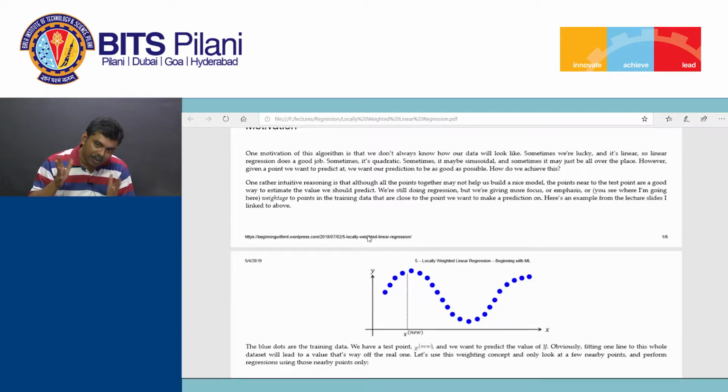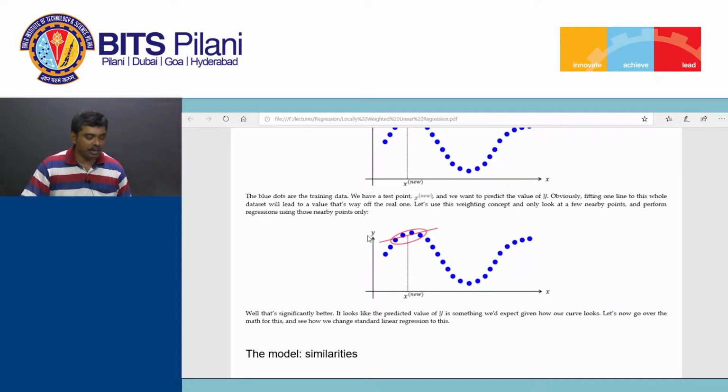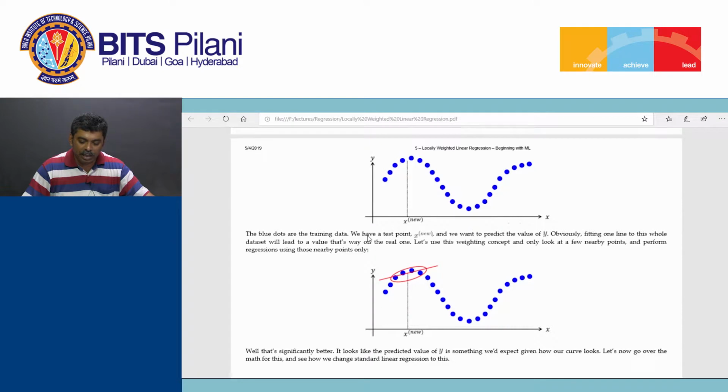What we typically do is we give weights to training data in such a way that when we are trying to make a prediction in that neighborhood, we are close enough. Okay, so you see here the blue dots are the training data, and we have a test point, and we want to predict the value of y.